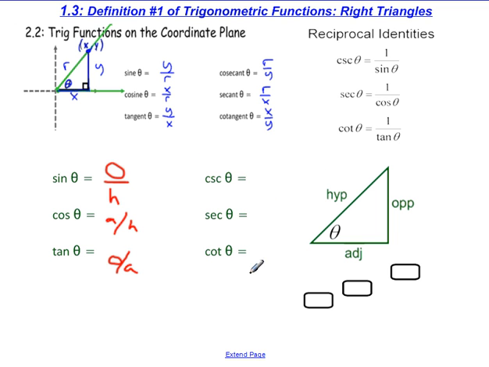Using our reciprocal identities, what would cosecant, secant, cotangent equal? Well, since cosecant is the reciprocal of sine, it would be the hypotenuse over opposite. Secant would be hypotenuse over adjacent, and cotangent would be adjacent over opposite.